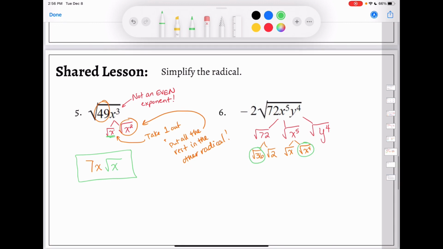Okay, so on this one, the square root of 36, that's a perfect square. The square root of x to the 4th, that's a perfect square. The square root of y to the 4th, that's a perfect square. So I have my -2 that was there to start with. I always like to draw an arrow and bring it down. So -2 is already outside. Joining it out there will be 6. Square root of 36 is 6. Square root of x to the 4th is x squared. Square root of y to the 4th is y squared. Things that are left inside are the square root of 2 and a plain old x. So I have 2x staying on the inside of that radical.